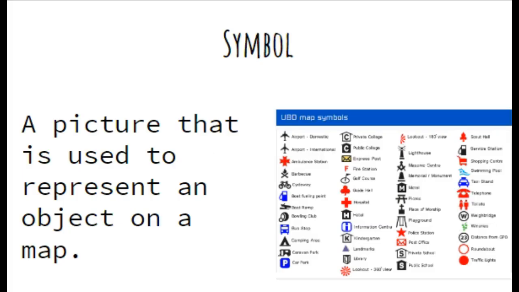Kind of related to that are symbols. It's a picture that is used to represent an object on a map. In this case, it could be something like an airport, or it could be where the bathrooms are, it could be where the roads are, it could be any number of things.